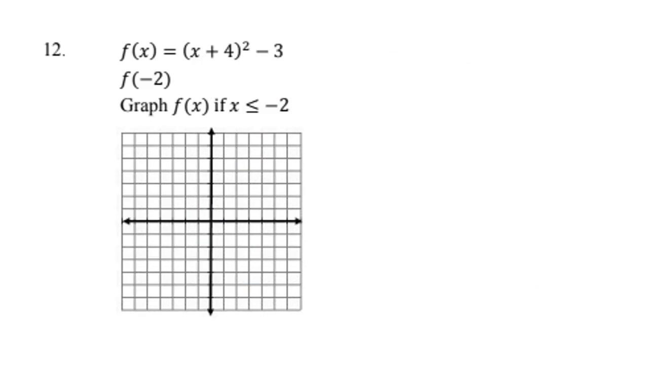Alright y'all, here we go. We're looking at number 12 now. It's another domain restricted graph. What tells us it's domain restricted is this right here, that's our restriction. It's saying we're only graphing f of x where x is less than or equal to -2.